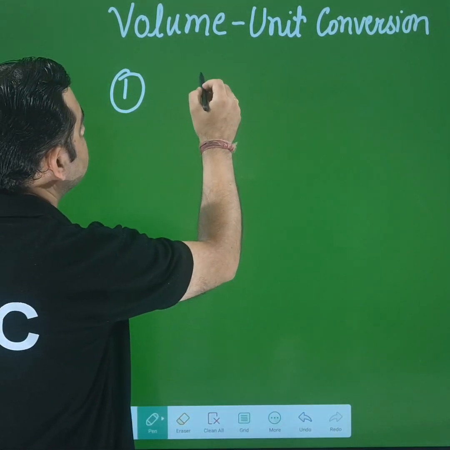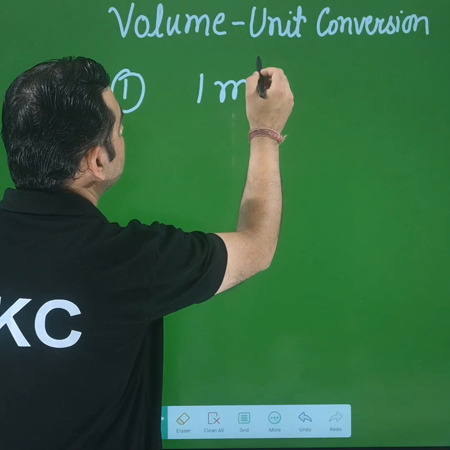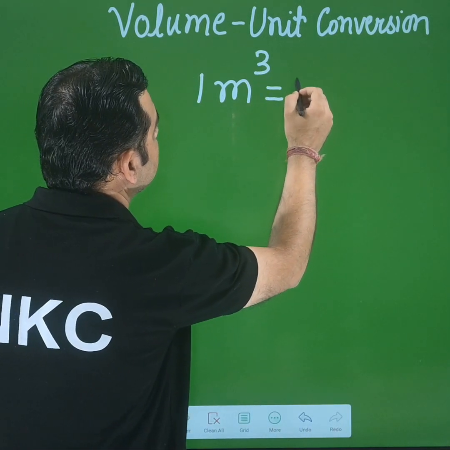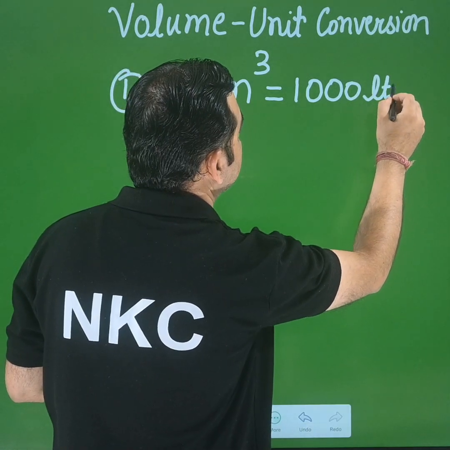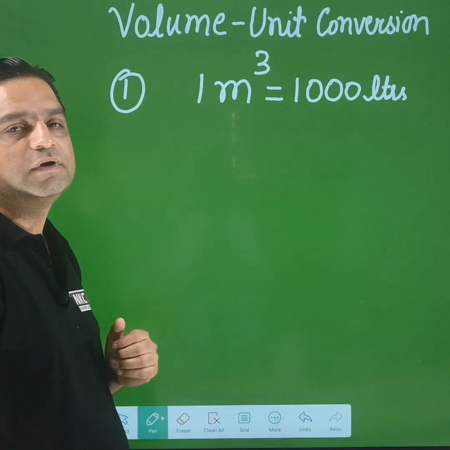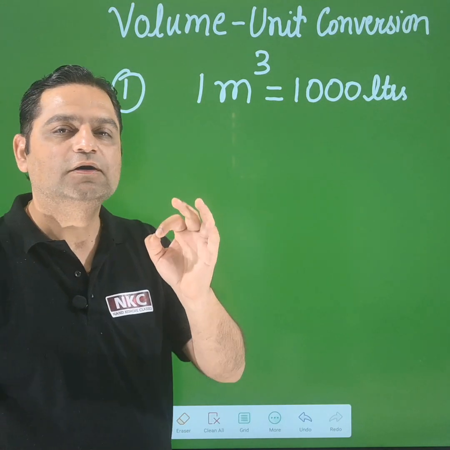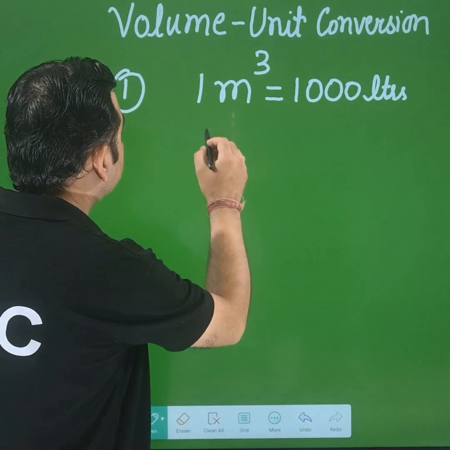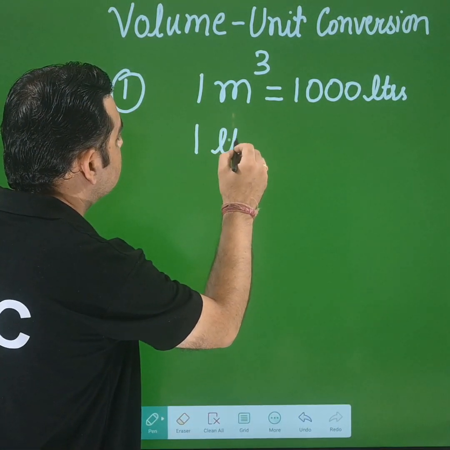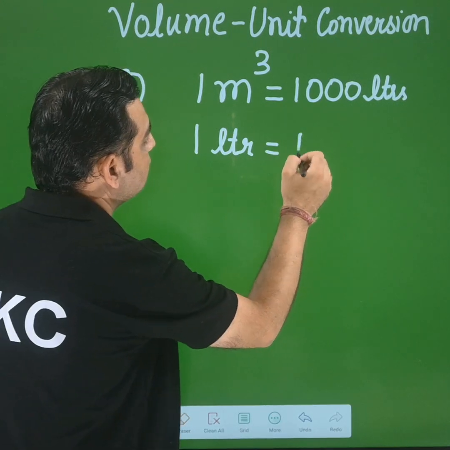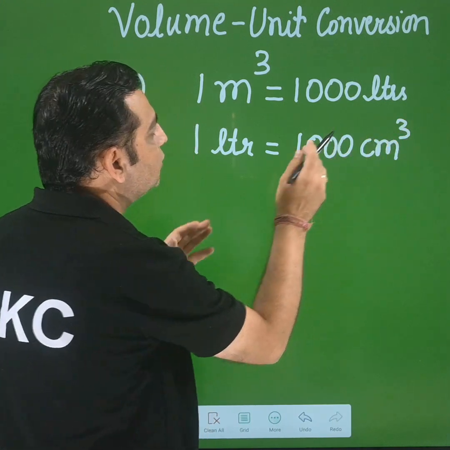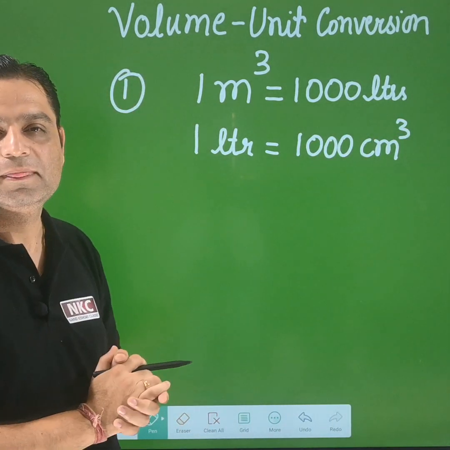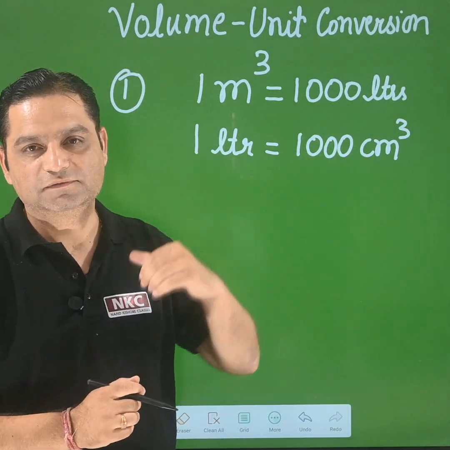So first of all, we should remember that in 1 meter cube there are 1000 liters. Please do remember it. In 1 meter cube 1000 liters are there, and in 1 liter there are 1000 centimeter cube. We need to remember this relation in order to do the conversions.